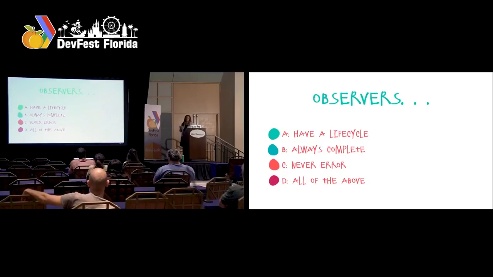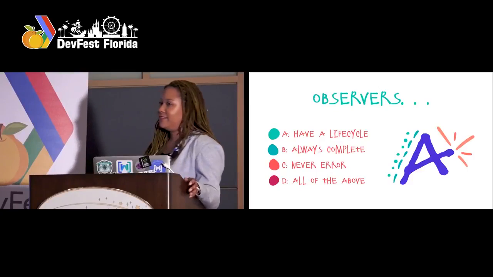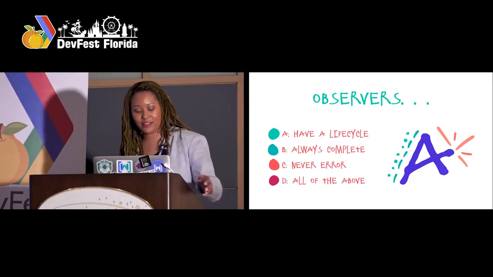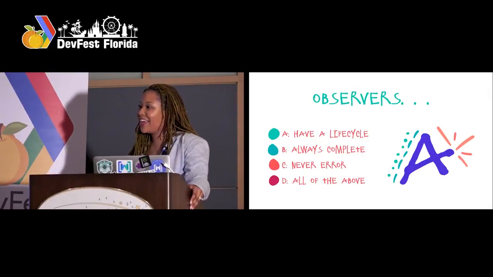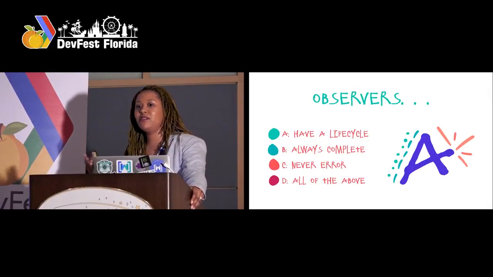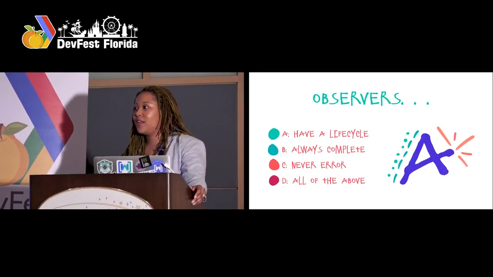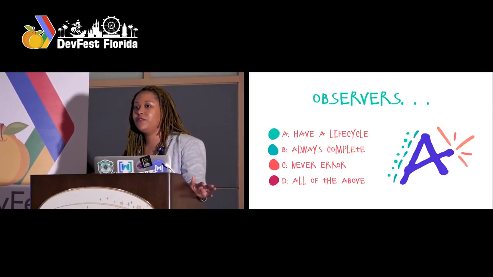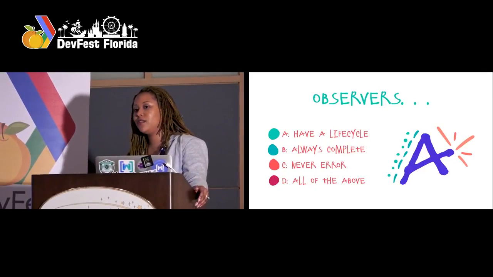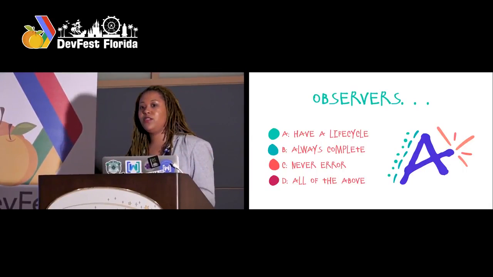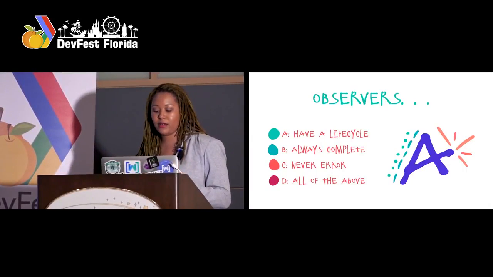But now it's that time again for a pop quiz. Observers: A, have a life cycle, B, they always complete, C, they never error, or D, all of the above. Right, it's A, good. I didn't want it to be D forever, so yes, it's A, right? They have a life cycle, and you have to respect those methods. And if you're gonna go through the effort of using the create variation of the observable, then you need to make sure you're respecting that life cycle.